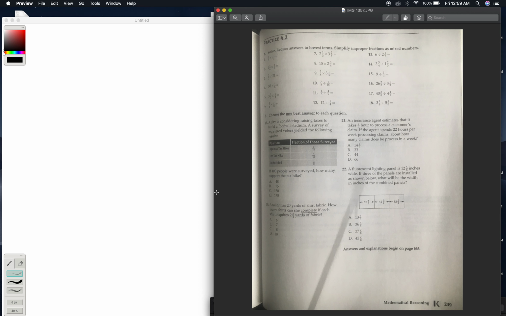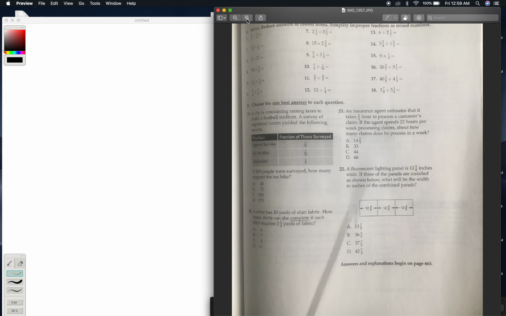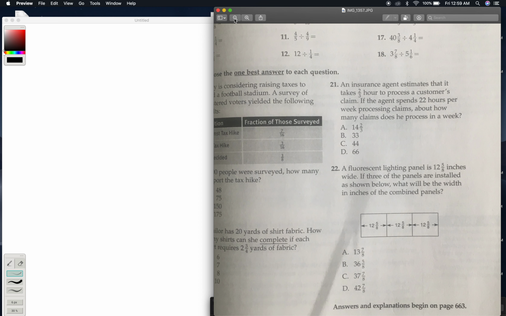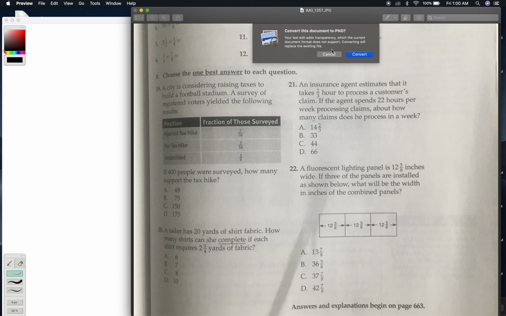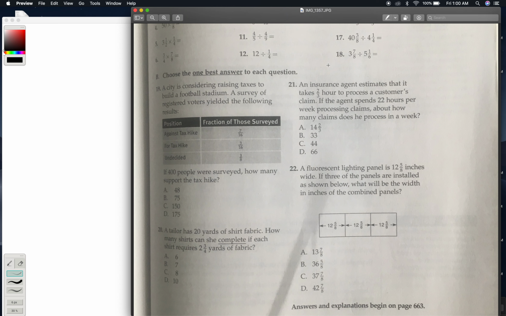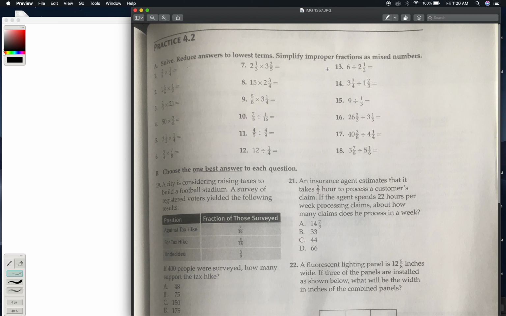Let me try and make this a little larger. That's not what I wanted to do. Cancel. Trying to scroll down. There we go.